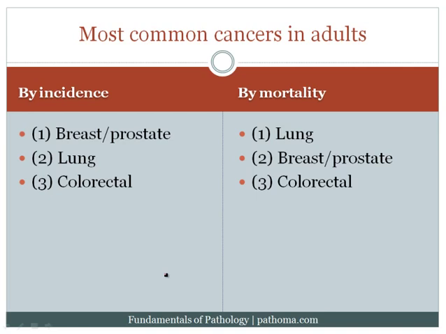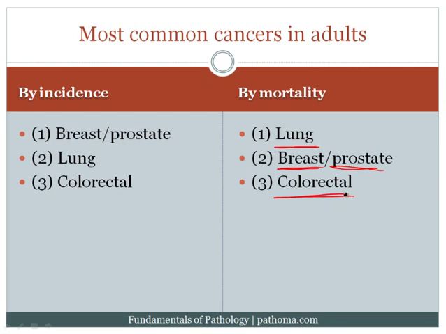So the three most common cancers in adults by incidence are, number one, breast or prostate, obviously breast in a female and prostate in a male. Number two, lung, that's the second most common cancer by incidence. And number three, colorectal. So these are the most common cancers by incidence. Now, if we were to look at this list by mortality, by those cancers that actually cause death, then lung jumps up to number one, and then breast in the female and prostate in the male is number two, and colorectal is number three.